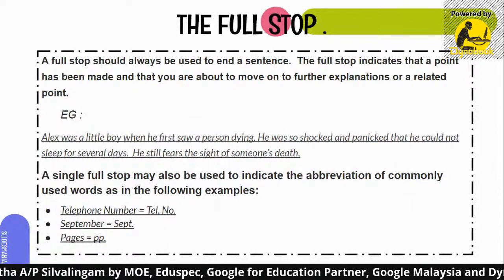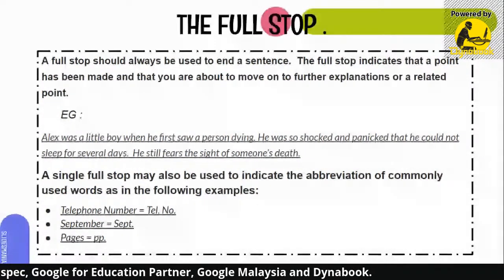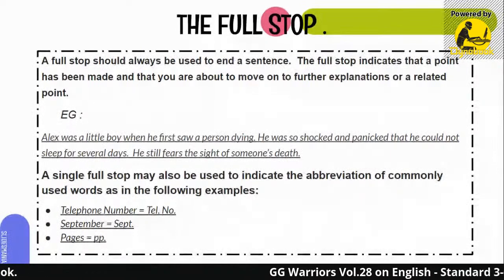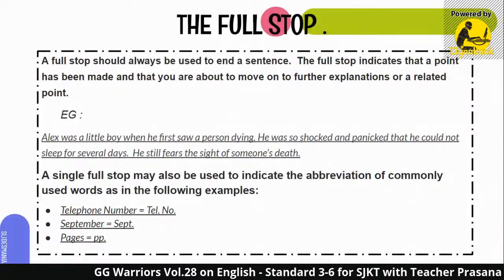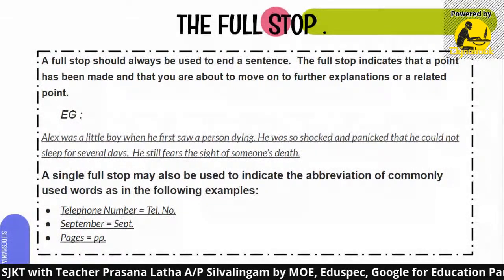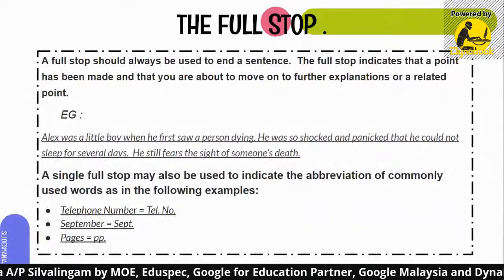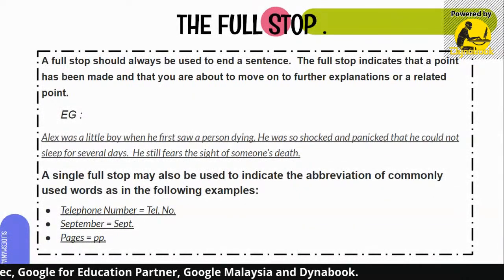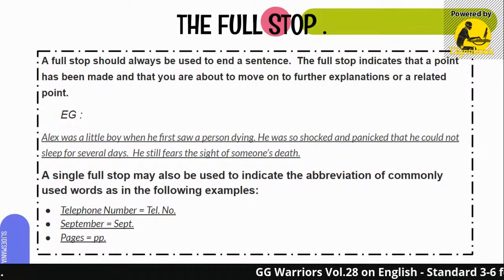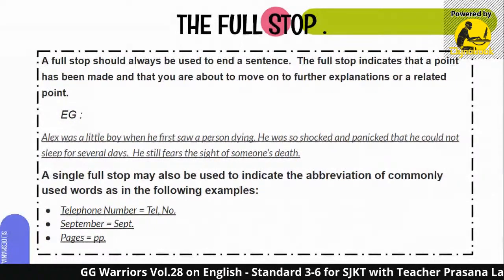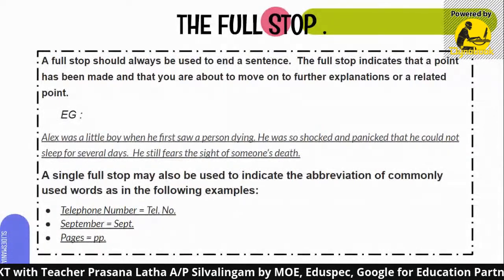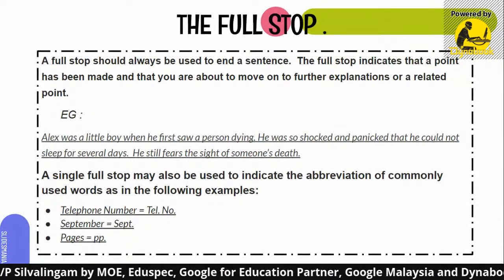All right, let us look into the example I have written for you. Alex was a little boy when he saw a person dying. He was so shocked and panicked that he could not sleep for several days. He still fears the sight of someone's death. If you could see here, there are 3 sentences talking about the same thing, about Alex who saw a person dying and the consequences of it. So we have broken it into 3 sentences and used a full stop before moving on to further explanation or other points.